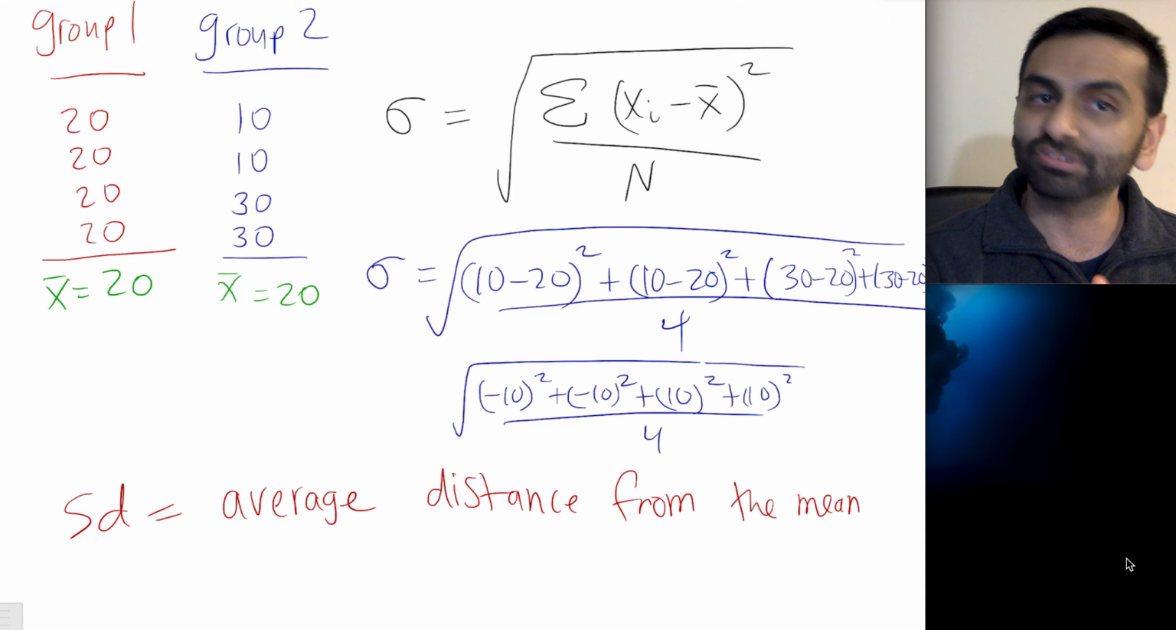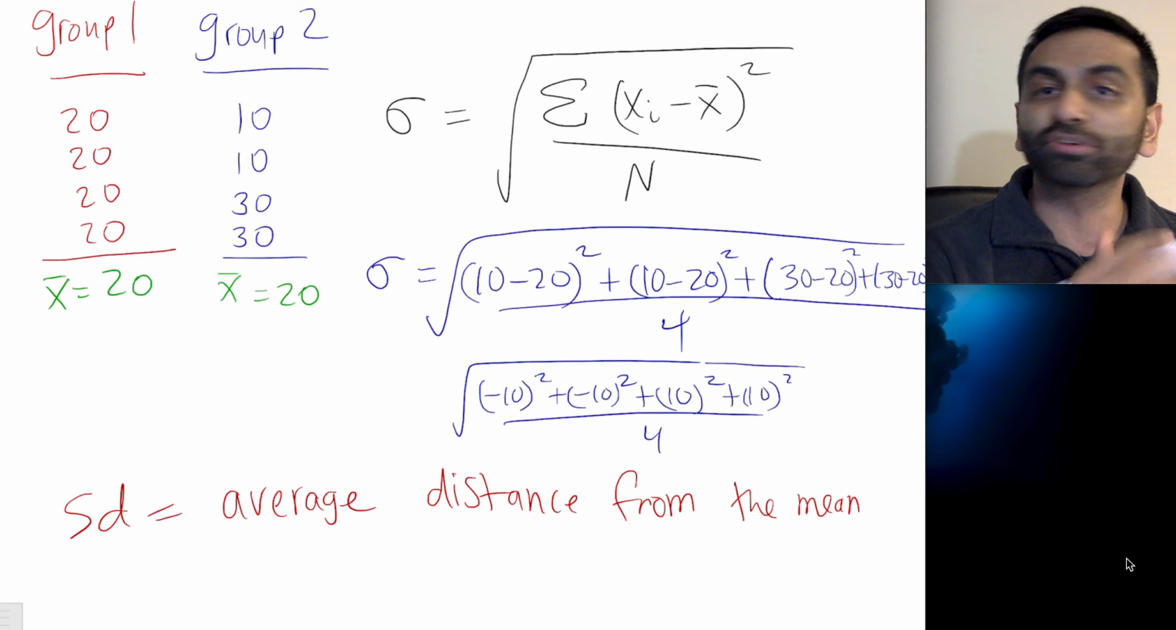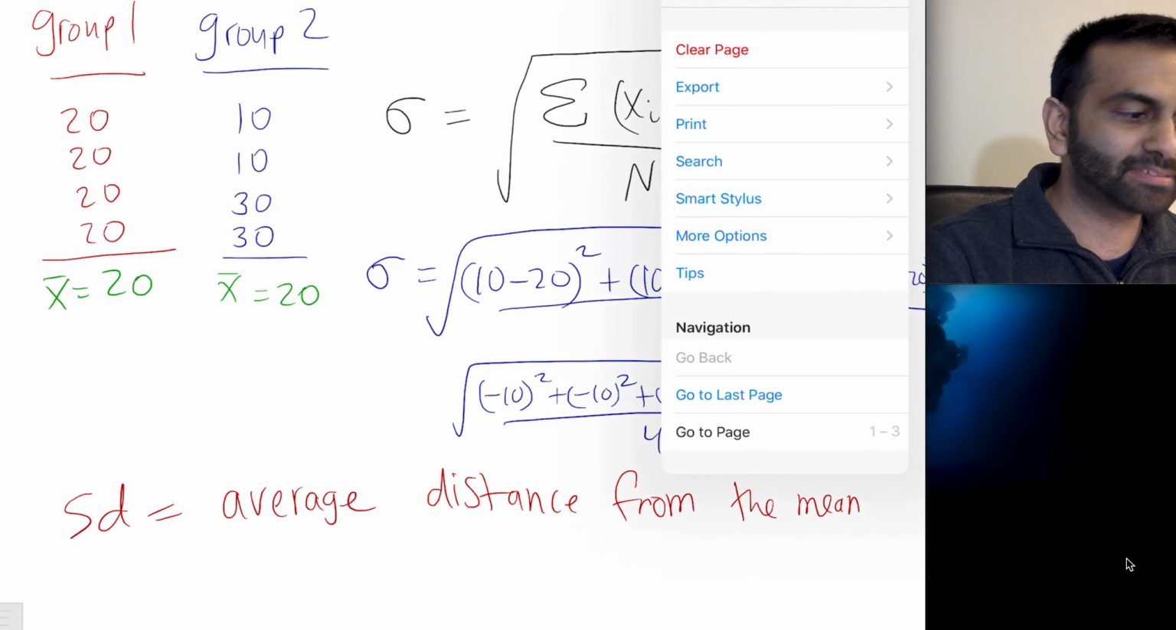That's what standard deviation is measuring. And so the bigger the standard deviation is, the more spread out the numbers are. That's ultimately the main takeaway. The more spread out the numbers are, the bigger the standard deviation.